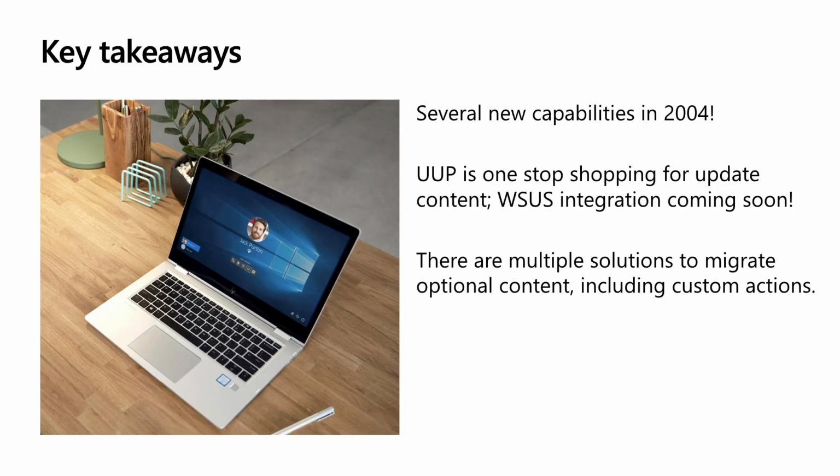If you haven't already, check out the new capabilities we've introduced with 2004, including cloud recovery, controls for storage reserve, controls for managing feature update offline time, and dynamic update improvements. Remember, UUP is one-stop shopping for update content and will be integrated with WSUS soon. Until then, there are multiple ways to handle optional content migration, including extending Windows setup via custom actions.